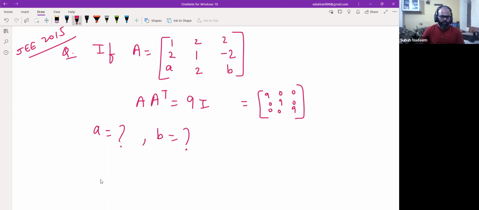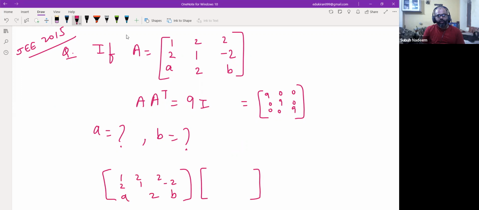Like here, if you see that you are taking the matrix 1, 2, 2, 2, 1, minus 2 and a, 2, b, and you multiply it with a matrix which is its transpose 1, 2, a, 2, 1, 2, 2, minus 2, b. So this is A into A transpose. Now you have to do the multiplication. You can't skip that.